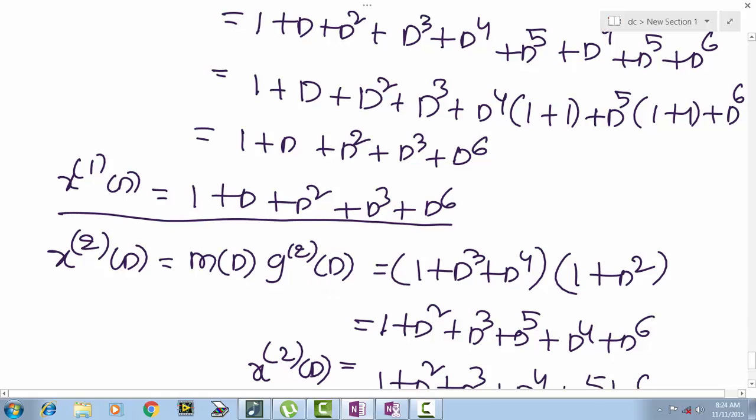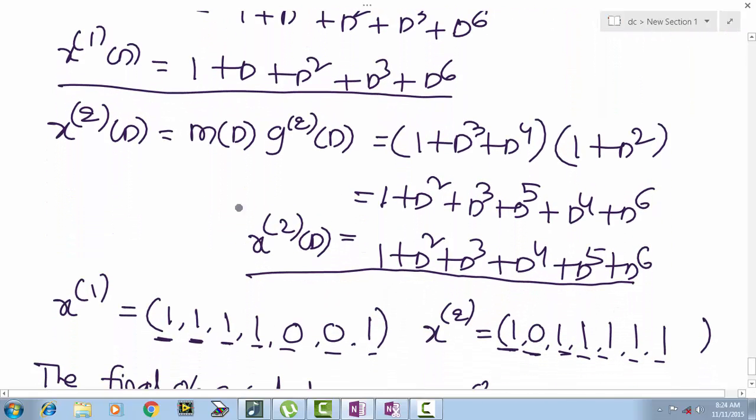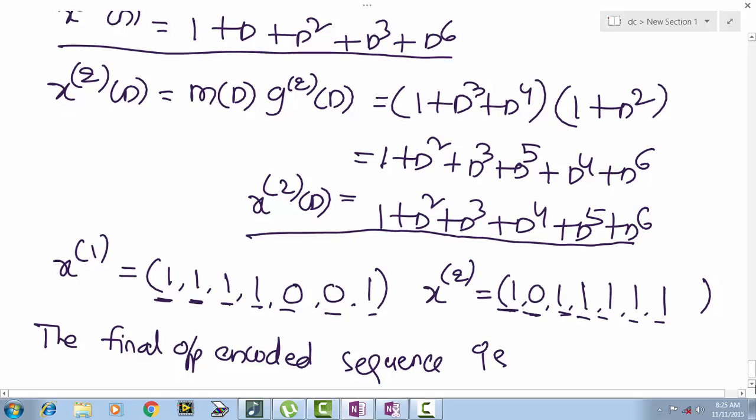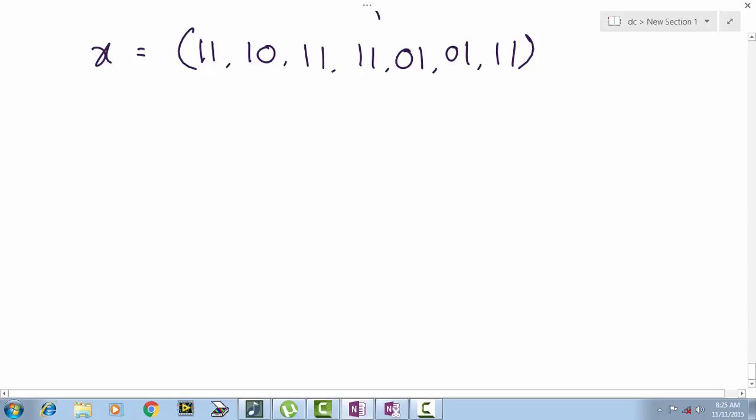Once you get the two output polynomials, you need to express them as sequences. So how to write down the sequences? Observe the coefficients of the unit delay parameters, so d power 0 to d power 6 in this case. Write down the coefficients and you will get the output sequences x of 1 and x of 2. Once you get the two output sequences, write down the final output sequence by multiplexing the two output sequences. Multiplexing means 1 bit from the first output, 1 bit from the second output. So in this way we can perform the encoding process using the transform domain approach.